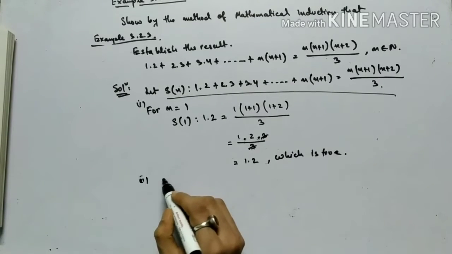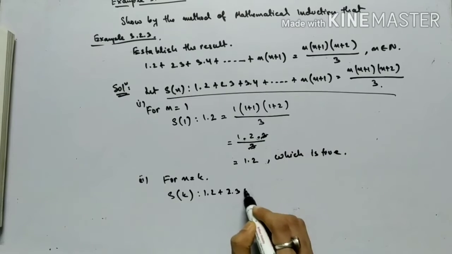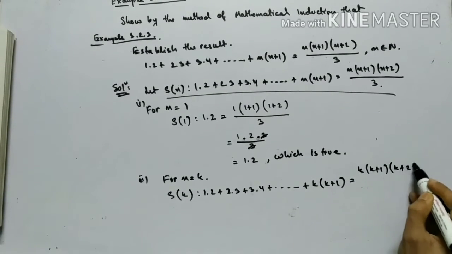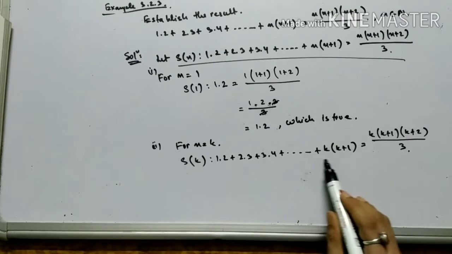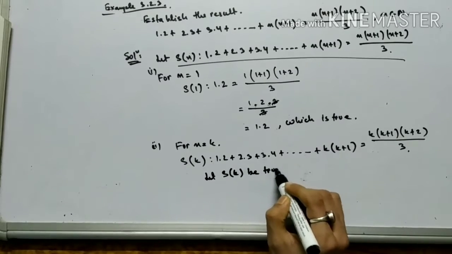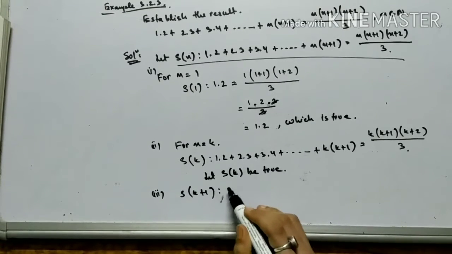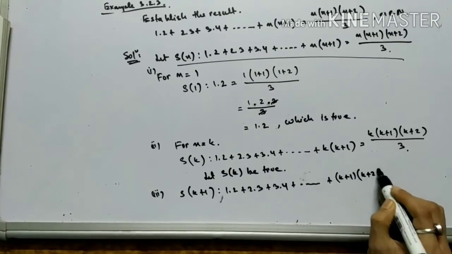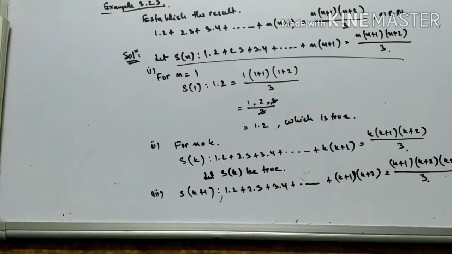Now I will take n value k. For n equal to k, Sk is 1.2 plus 2.3 plus 3.4 plus dot dot dot plus k into k plus 1, which equals k into k plus 1 into k plus 2 by 3. Now I will assume that Sk is true. Let Sk be true. Now I will check it for k plus 1. S(k plus 1) is 1.2 plus 2.3 plus 3.4 plus dot dot dot plus k plus 1 into k plus 2, which equals k plus 1, k plus 2, k plus 3 by 3.